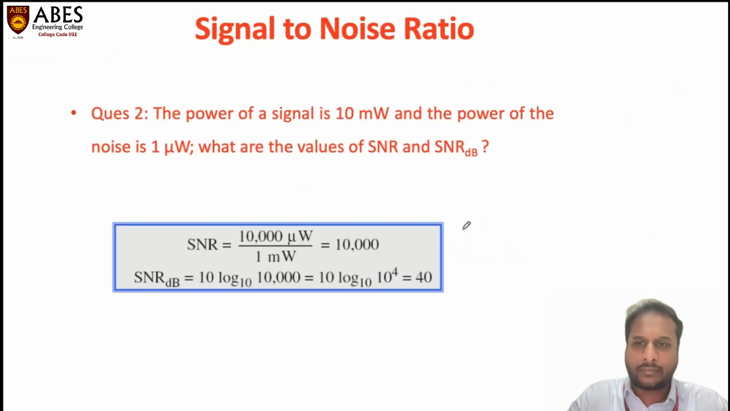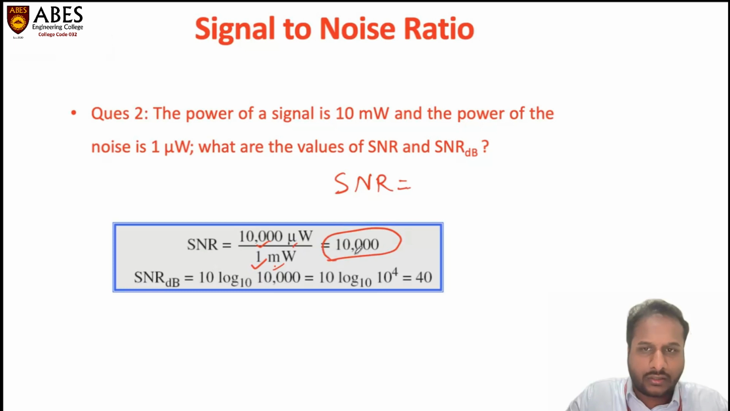Let's talk about one example then. The power of a signal is 10 milliwatt and the power of the noise is 1 microwatt. What are the values of SNR and SNR dB? First of all, SNR is average signal power upon average noise power. Signal power is this and noise power is this. When we divide them, because one is micro and one is milli, we get 10,000. I think there is a certain difference, it should be milli.